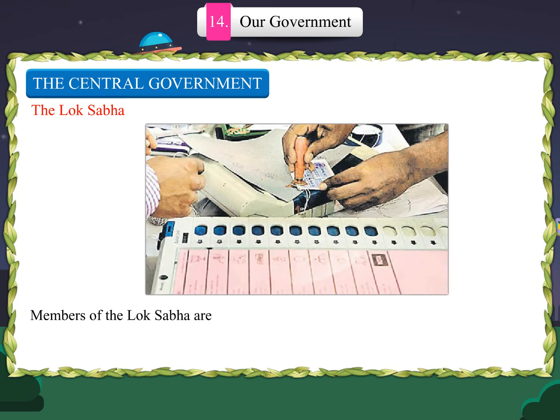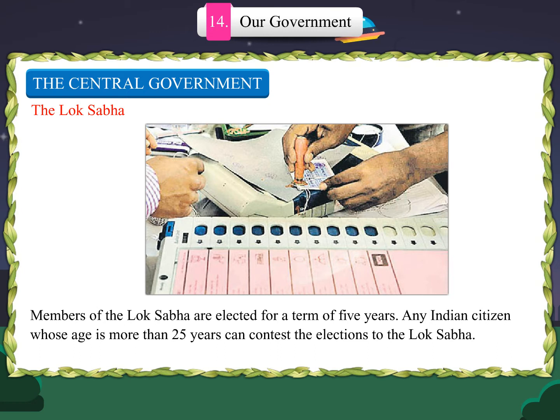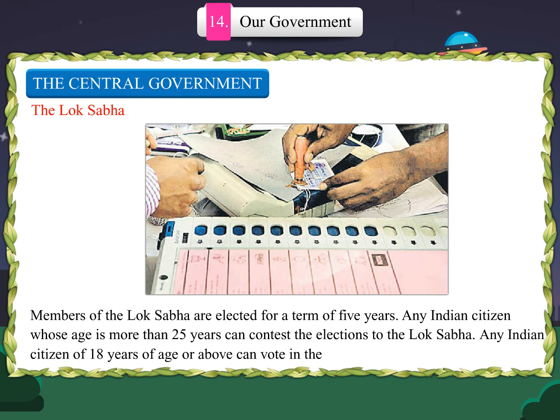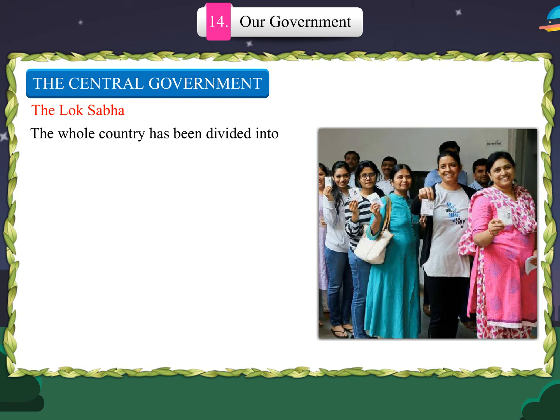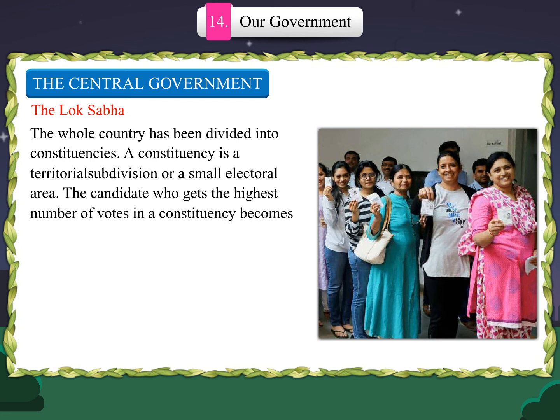Members of Lok Sabha are elected for a term of 5 years. Any Indian citizen whose age is more than 25 years can contest the elections to the Lok Sabha. Any Indian citizen of 18 years of age or above can vote in the elections of Lok Sabha member. The whole country has been divided into constituencies. A constituency is a territorial subdivision or a small electoral area. The candidate who gets the highest number of votes in the constituency becomes the member of the Lok Sabha.